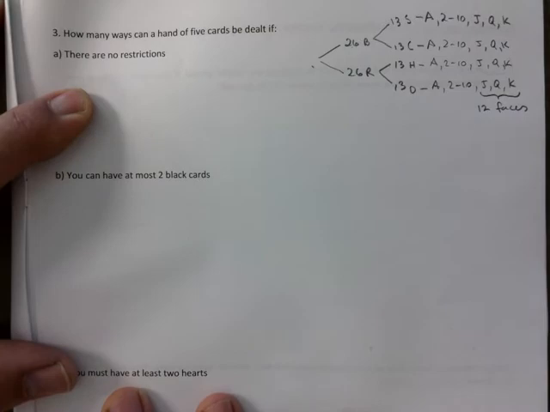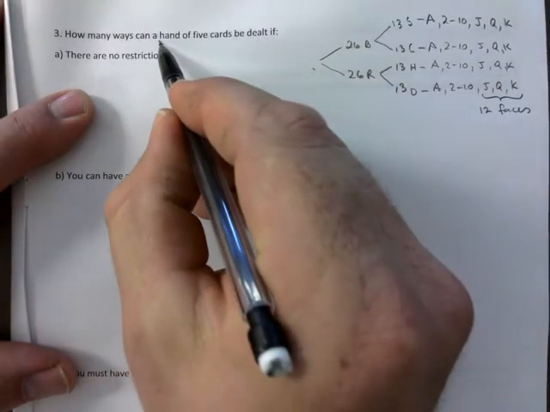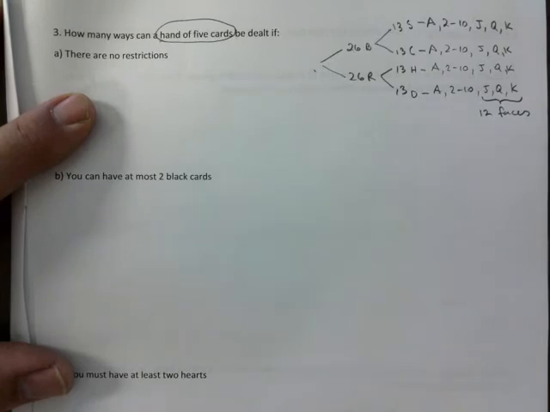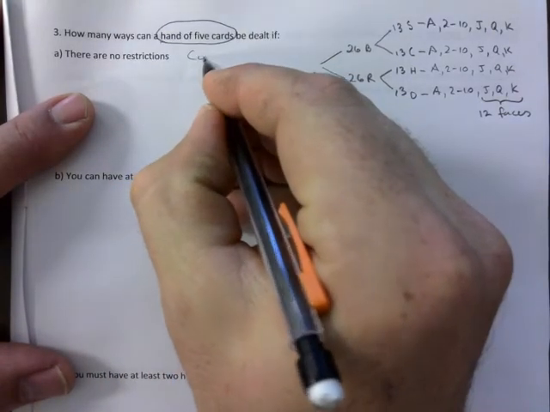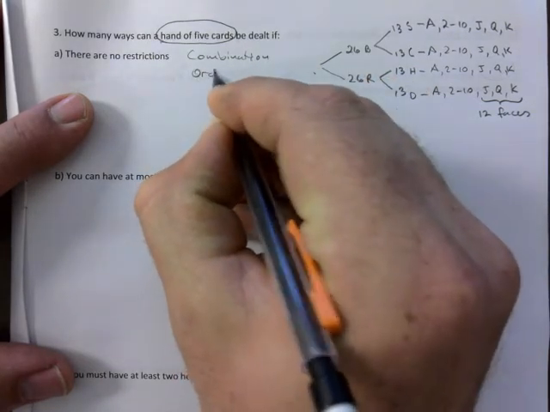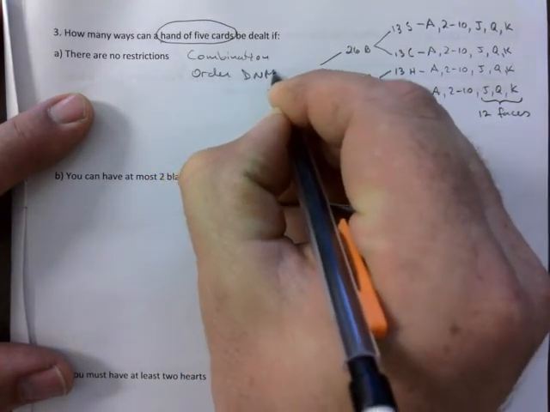Okay, how many ways can a hand of 5 cards be dealt? A hand of 5 cards, I really hope that by now you realize this is combination. There's no order. You're not picking one at a time, and it doesn't matter what's one arrangement versus another. It's just a hand of 5. Combination. Why am I emphasizing that?